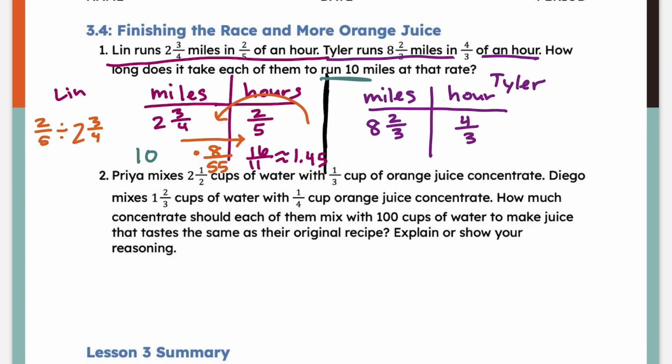Let's continue that same process for Tyler. Once again, I don't know how to go forward, so I'm going to work backwards and divide. So I'm typing into my calculator 4/3 divided by 8 2/3. Type it in with me if you haven't done so already.